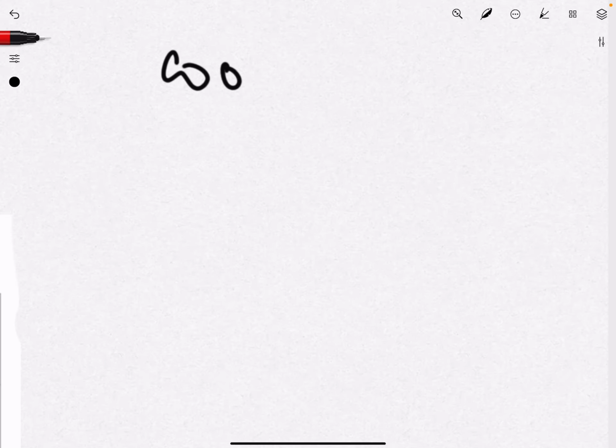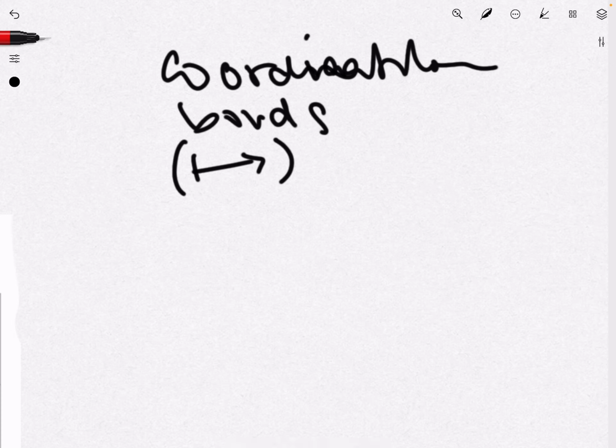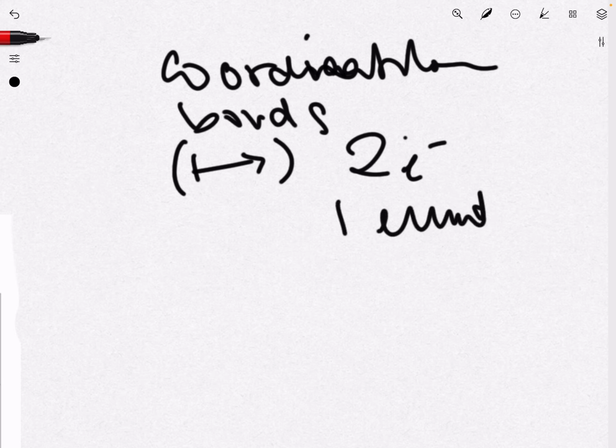Now, last but not least for this video, we have coordination bonds. So these can be represented by an arrow with a flat base, and when we see this drawn in a Lewis structure, this simply tells us that both of the electrons within the shared electron pair are coming from one element or atom.